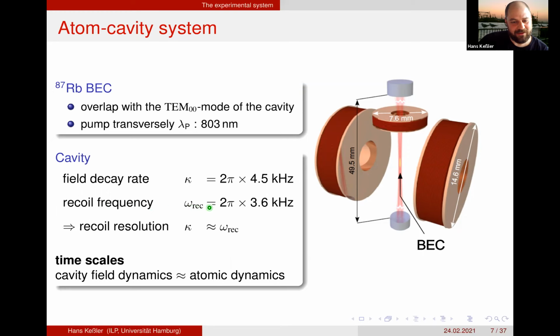The recoil frequency in our system for rubidium atoms pumped at 803 nanometers is 3.6 kilohertz, and it is the same order of magnitude as our field decay rate. This is what we call recoil resolution, because due to the narrow bandwidth of our cavity, we can resolve a single recoil energy. This leads to a very interesting situation where the cavity dynamics and the atomic dynamics have the same time scale. So it is not like in many other experiments where the cavity field adapts instantaneously to the atomic distribution. In our case, it leads to a retarded infinite range interaction between all the atoms. And this leads to a lot of non-linear physics, subharmonic period doubling and all you can imagine.